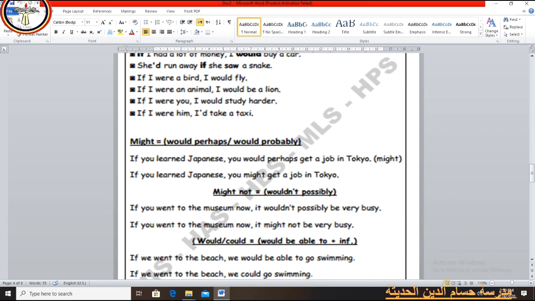Might not, we can use it instead of wouldn't possibly. If you went to the museum now, it wouldn't possibly be very busy. You can use might instead of wouldn't possibly in the second sentence. If you went to the museum now, it might not be very busy.